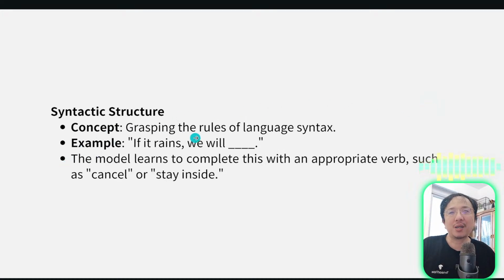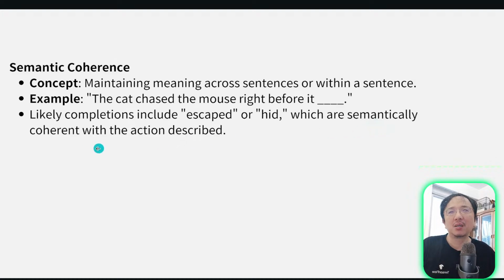Okay, next is the syntax structure. So it can grasp the rules of language syntax, like if it runs well. So the model learns to complete this with an appropriate verb, like cancel or stay inside, because this is well something, so it will have become something like a verb. So it will understand the syntax structure. And also, it will have some semantic coherence, maintaining the meanings across sentences or within the sentence.